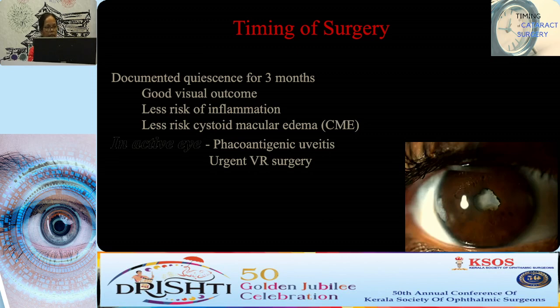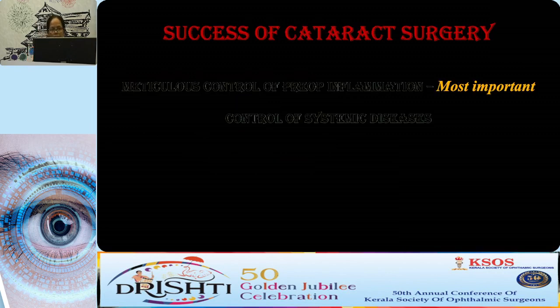Timing of surgery is very important. A quiescent period of 3 months is necessary for getting good visual prognosis, as well as less risk of inflammation and less risk of cystoid macular edema. If you do cataract surgery in active uveitis, it is only in two conditions: phacoantigenic uveitis and when urgent VR surgery is needed.